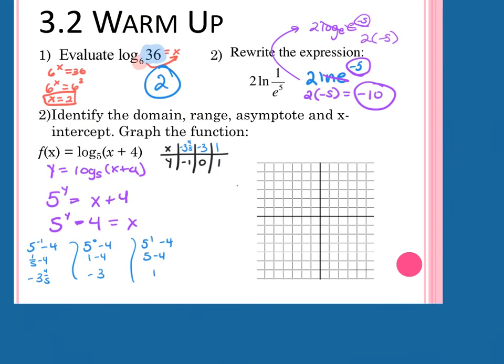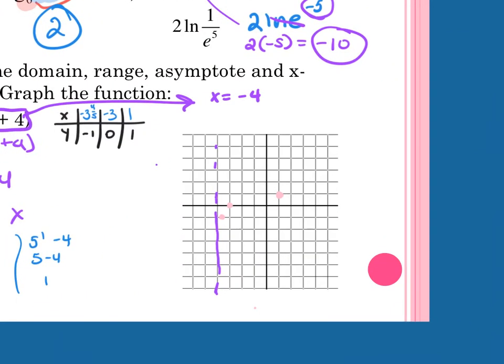And then I go to my graph. Plot your points. So -3 4/5 and -1, -3, 0, and 1, 1. Remember, the asymptote comes from this expression here, which is also the horizontal shift. So my asymptote would be x equals -4. And then I know my graph kind of hugs that asymptote line and then points to the right.